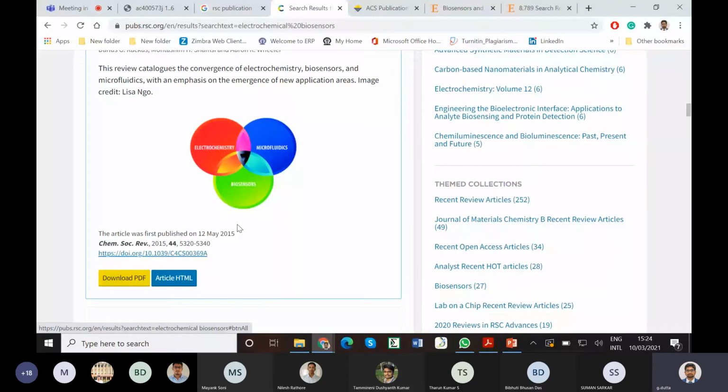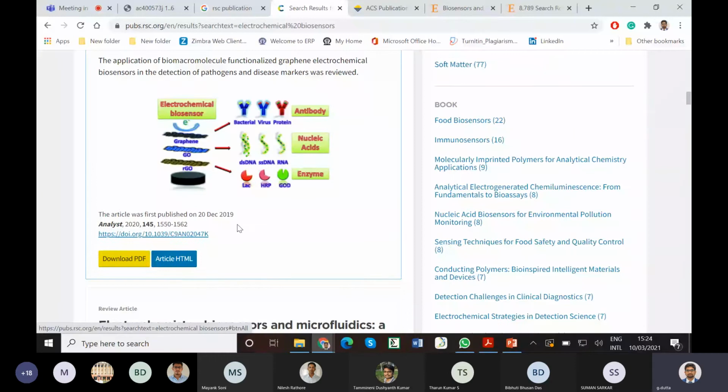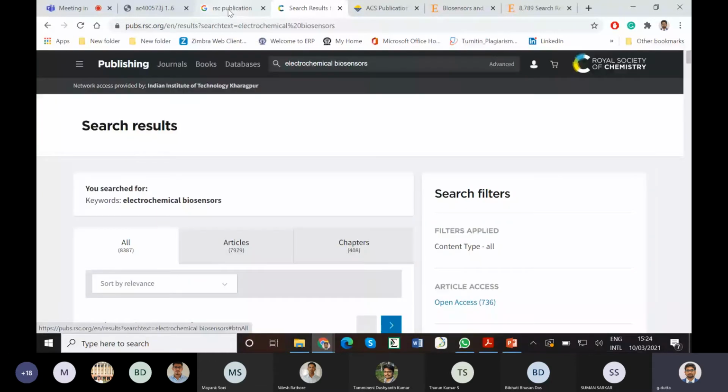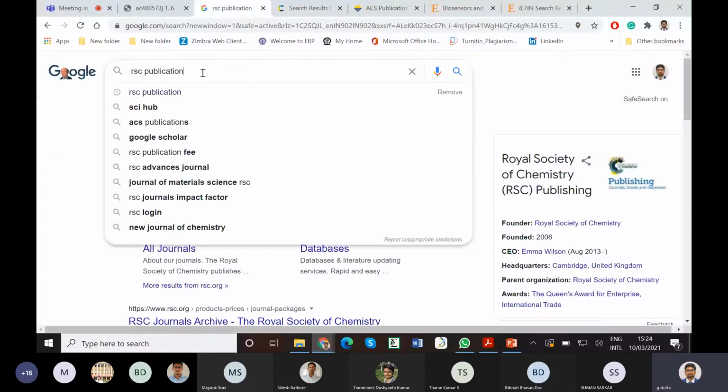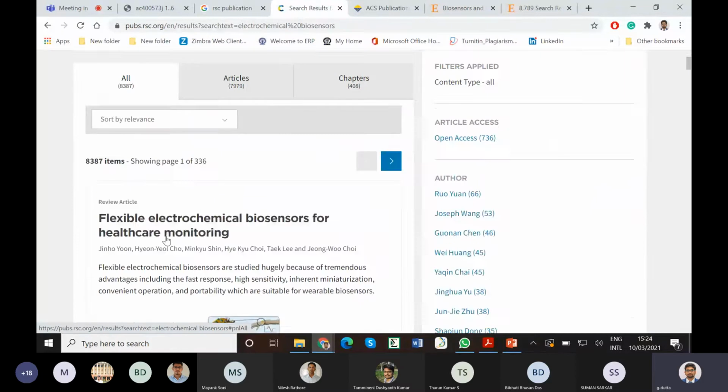Okay, it's very simple, right, guys? Is it fine? Yes, sir. So you just note down: RSC publications, and so on. In the RSC there are so many other journals available. If you click here on publishing, you will get so many other journal names.